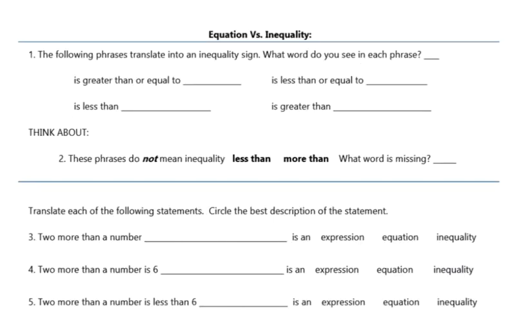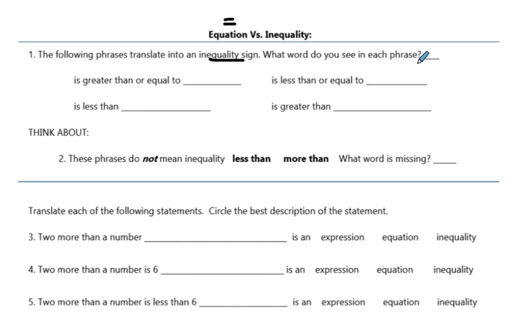So if you flipped it over to the back, you know that we're talking about equations, which have equal signs, versus inequalities, which is what we're going to look at all of the signs for right now. Inequalities just mean that one expression is greater than, less than, greater than or equal to, or less than or equal to another expression. So it says the following phrases translate into an inequality sign.